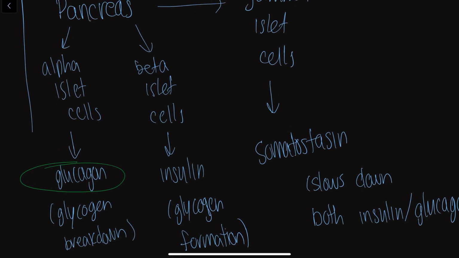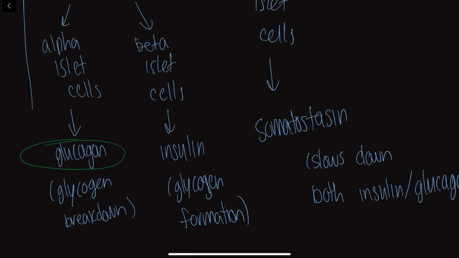Beta islet cells, these are kind of the opposite. You can think of it this way: insulin is going to be released when there's a lot of glucose in the blood. So then we have a lot of glucose. It doesn't really make sense for us to make more. We already have a lot of energy. We don't need to make more glucose, right? So we'd rather store it for later use. So this is why insulin is important for glycogen formation.